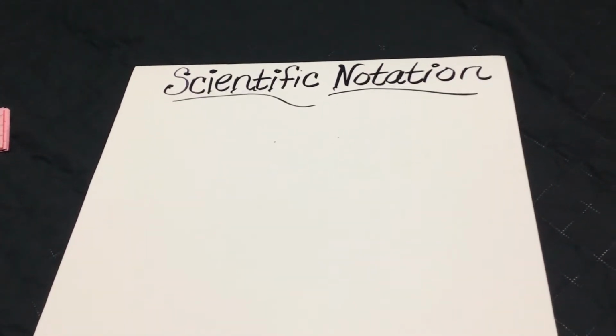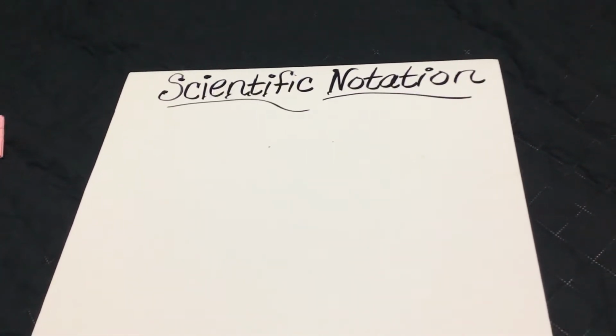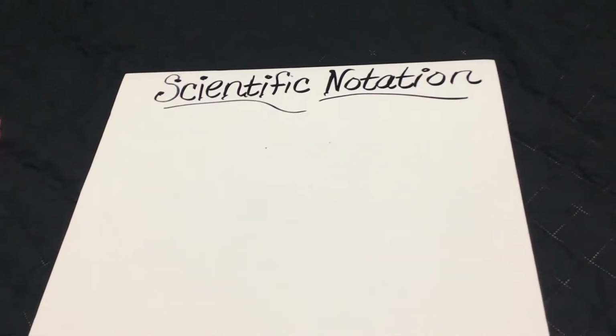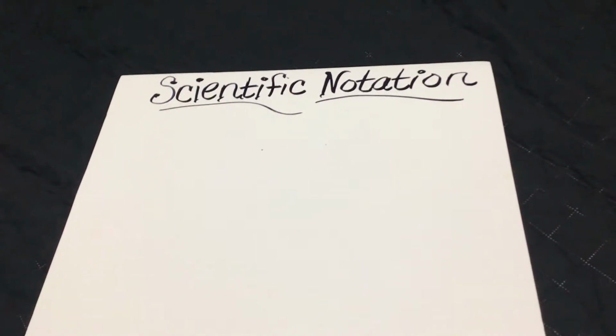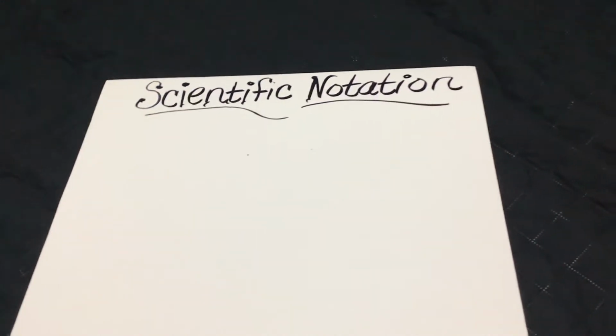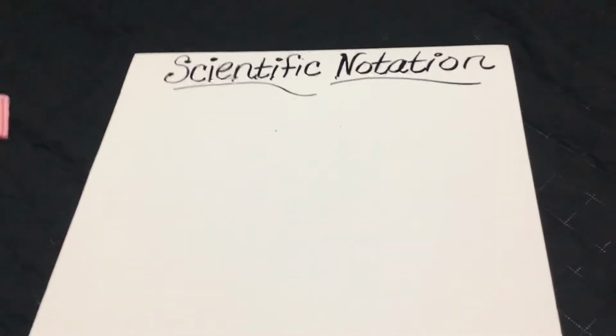So let's think. Scientific notation? Well, it's sort of like doing abbreviations. When you're writing and taking notes, when you kind of do a shorthand because you don't want to take time to write it all out, that's what I think about when I think about scientific notation. It's a way to write numbers that are really big and really small.